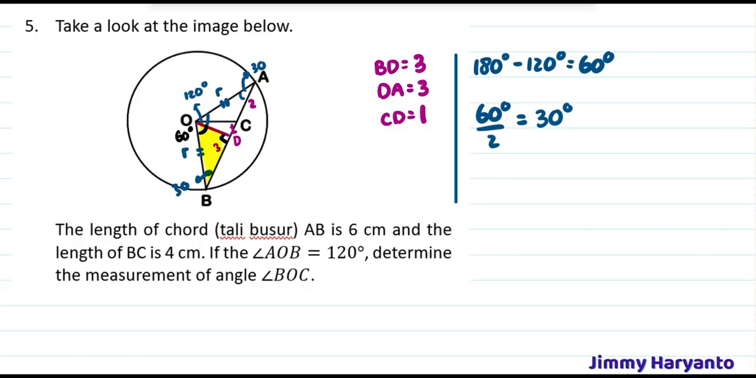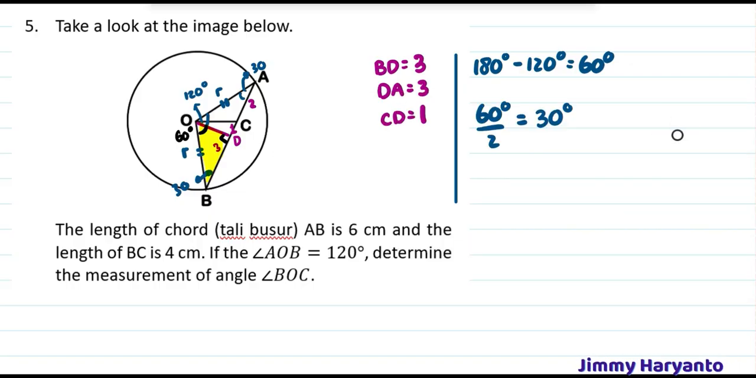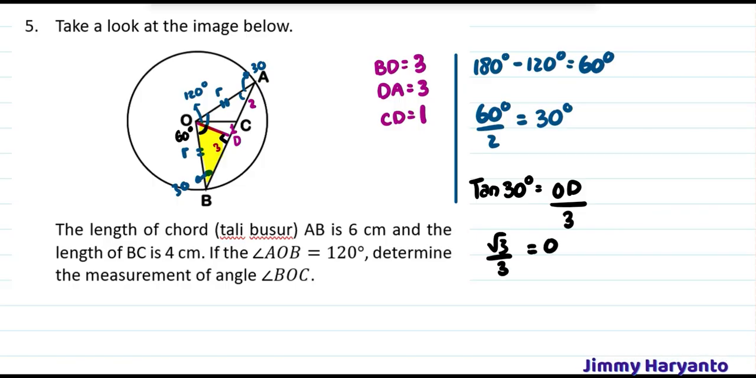Okay, and then I will try to find OD using that triangle. I will use tangent. Tangent of 30 degrees equals opposite over adjacent. The opposite of the 30 is this one, which is OD. OD over the adjacent of the triangle, which is BD, which is 3. So square root of 3 over 3 equals OD over 3. You cross multiply, and you will get OD equals square root of 3.